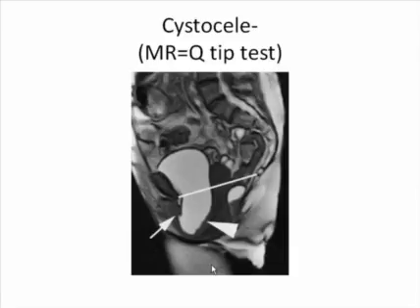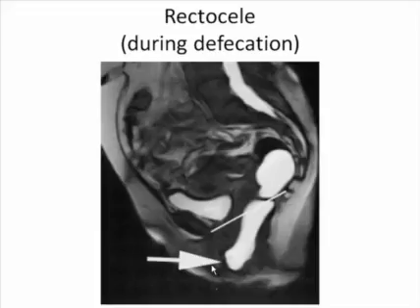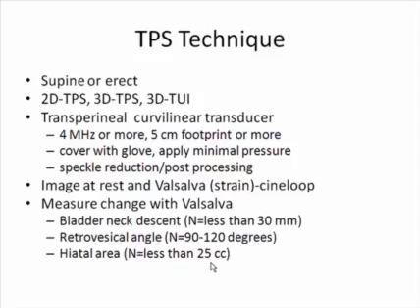Now on MR, this is a clear example of a cystocele taken from the excellent book by Dr. Laudendecker from Wake Forest, and you can see clearly that a Q-tip test where you put a Q-tip in the urethra would be clearly positive, and clearly this is a cystocele. This, on the other hand, is a rectocele, and the beauty of MR is that one can see lots of anatomy and get global depictions of that anatomy.